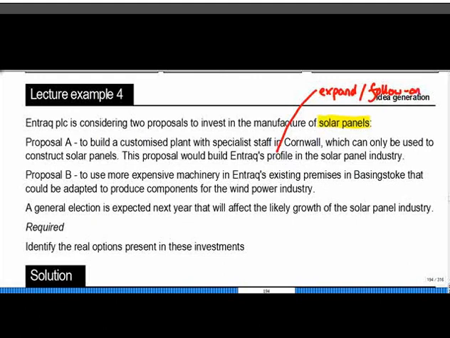In proposal B, we're going to use more expensive machinery, but in our existing premises, and these could be adapted. So this carries an option to abandon. Finally, both proposals probably have a valuable option to wait because a general election is expected that will affect the growth of the industry. As part of a question, you may well have to pick out these sorts of strategic options. It's also possible that you might have to do some numerical work, and this is illustrated in the final example in the chapter.